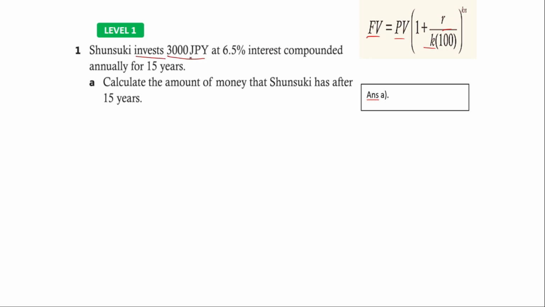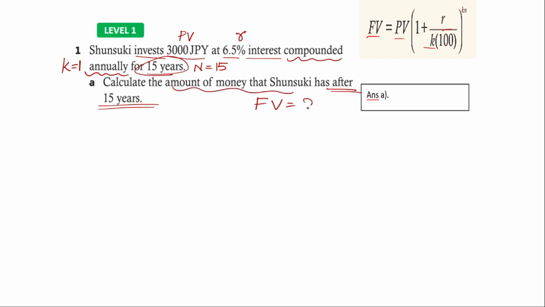So he is going to invest this money. This is going to be the present value. 6.5% interest, so it's going to be R, and compounded annually. So compounded annually means your K is going to be 1, and for 15 years, so N will take the value 15. Calculate the amount of money that Shunsuke has after 15 years. So after 15 years, they are asking you for the future value.